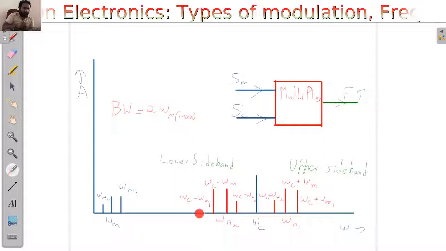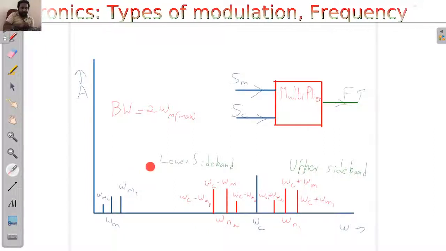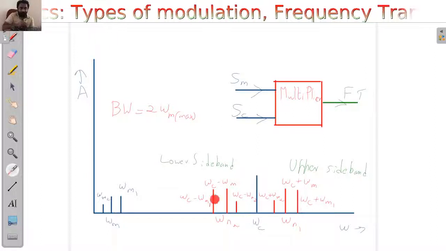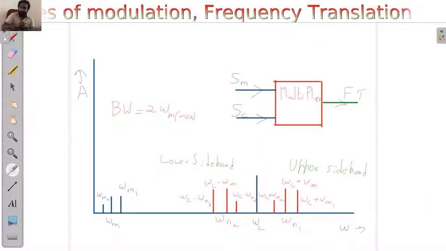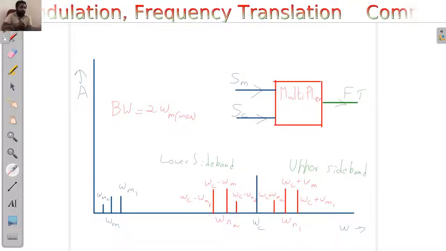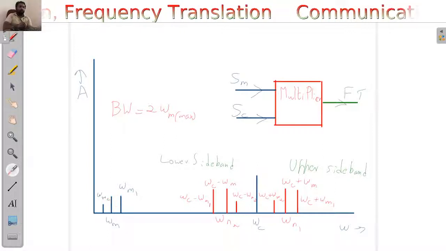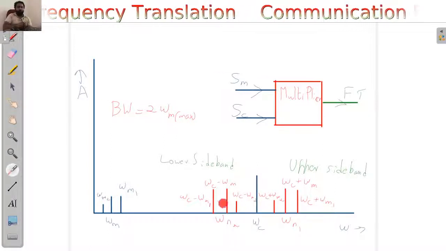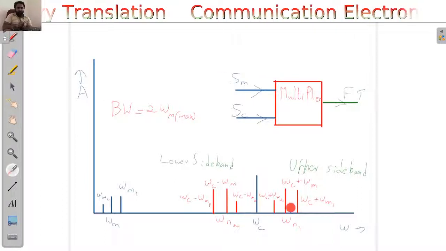Our information which was inside this baseband signal has been translated to a high frequency signal. So obviously the energy content of the signal will increase and the antenna size, everything improves. And you can see that in order to transmit this information, you need to transmit all these spectral signatures, all these red colored lines.